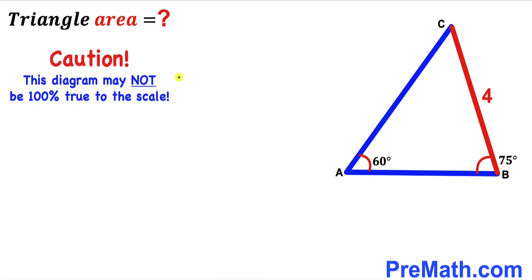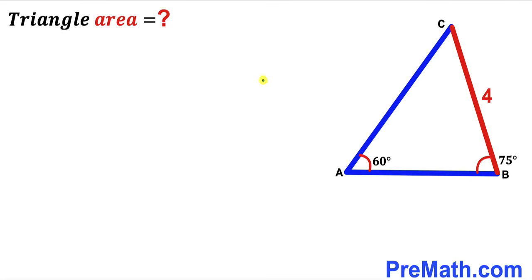Please keep in mind that this figure may not be 100% true to scale. Let's go ahead and get started. Here's our very first step. Let's focus once again on this triangle ABC. We know this angle is 60 degrees and this interior angle is 75 degrees.